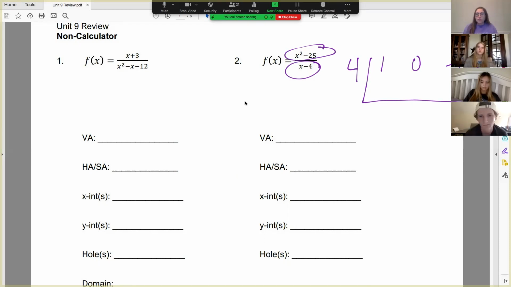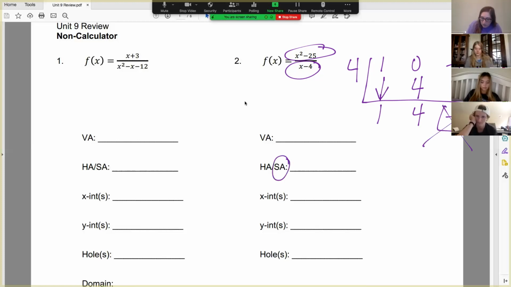Then to do synthetic division, I bring the first number down, and then I multiply. So I take 4 times 1, which is 4, and then I add down. 0 plus 4 is 4. 4 times 4 is 16. I add down, I get negative 9. And that's my remainder. But in slant asymptotes, I don't care about the remainder. So my slant asymptote, or the equation of this line right here, is y equals x plus 4.